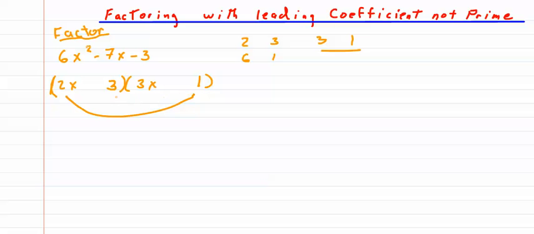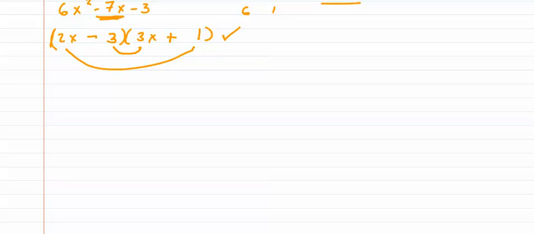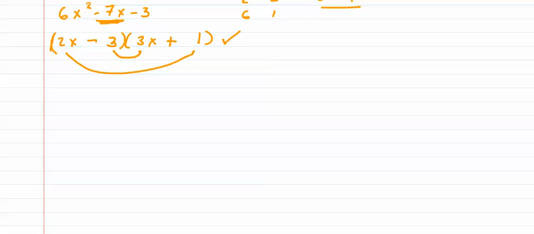This is 2x, this is 9x. I want negative 7. So if this is 2 and this is 9, the bigger number needs to be negative. This is minus, this is plus. Minus 9x plus 2x is negative 7x. All right? A little more complicated. We have to think it through a little bit more.